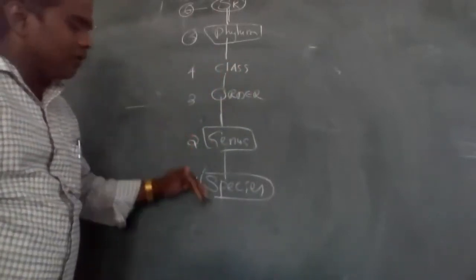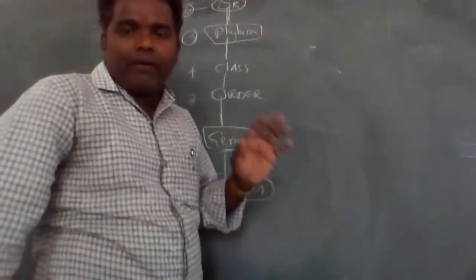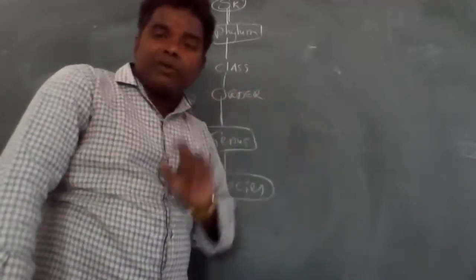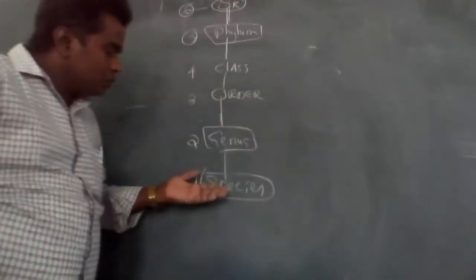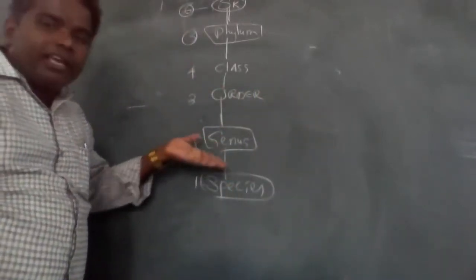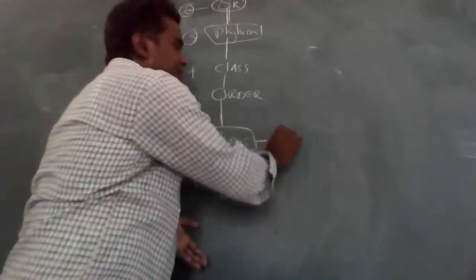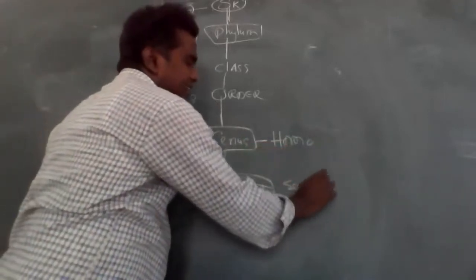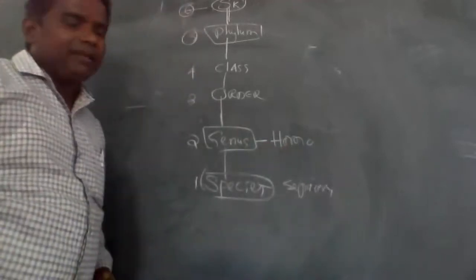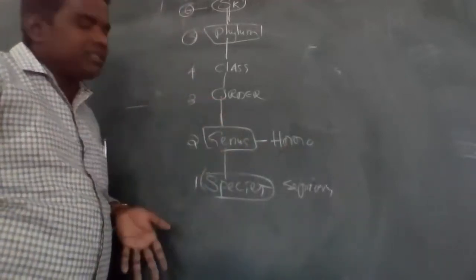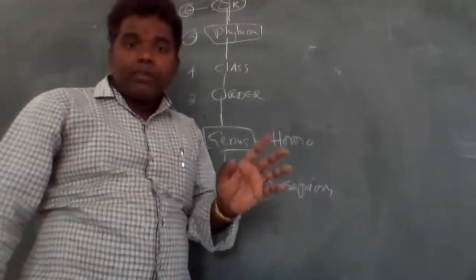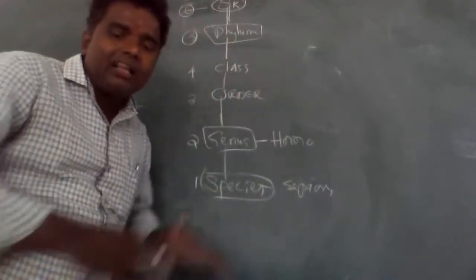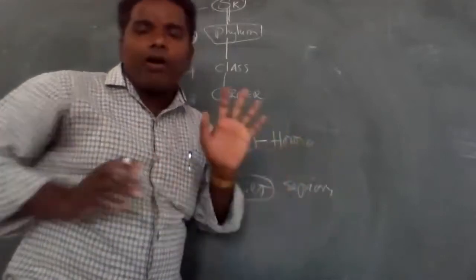For example, what is the scientific name of man? Man's scientific name is called Homo sapiens. Homo is a genus, right? Sapiens is a species, right? So in 7 taxa, very important the taxonomy. Based upon the characters, you must know about the 7 taxa in the fundamental knowledge of zoology or botany, whatever it may be.